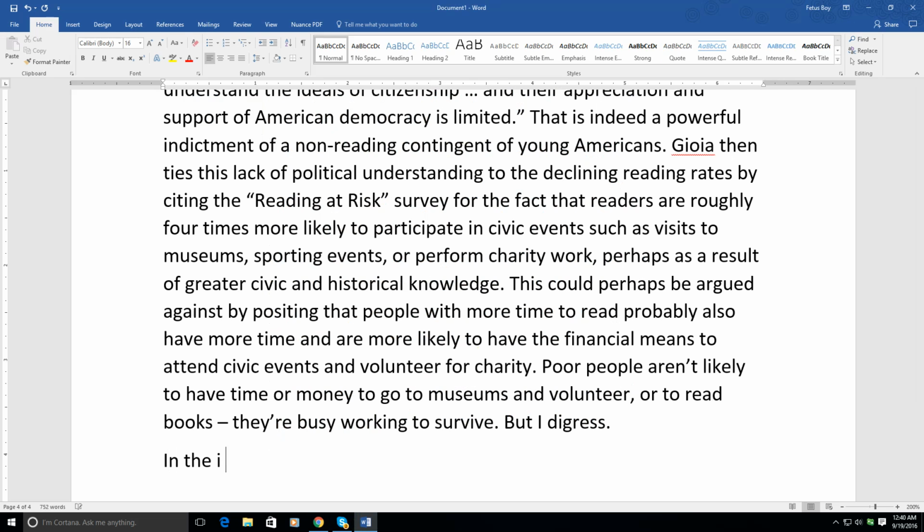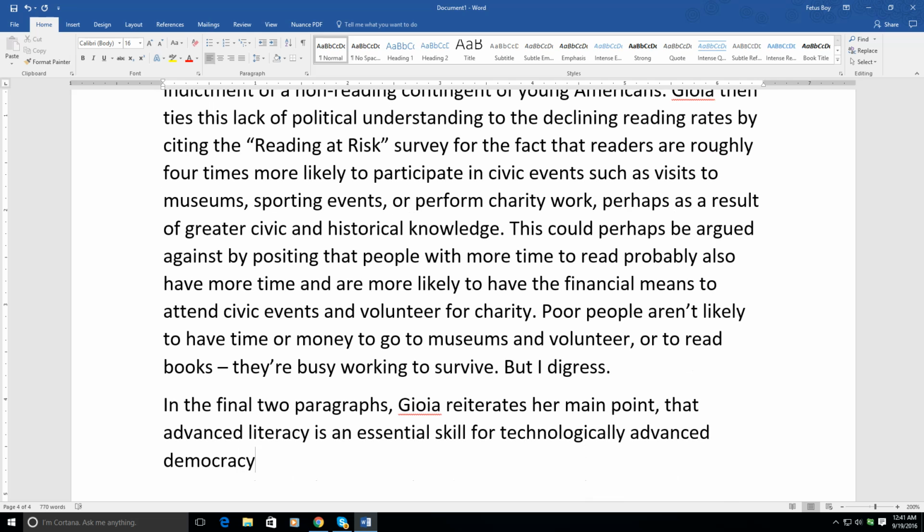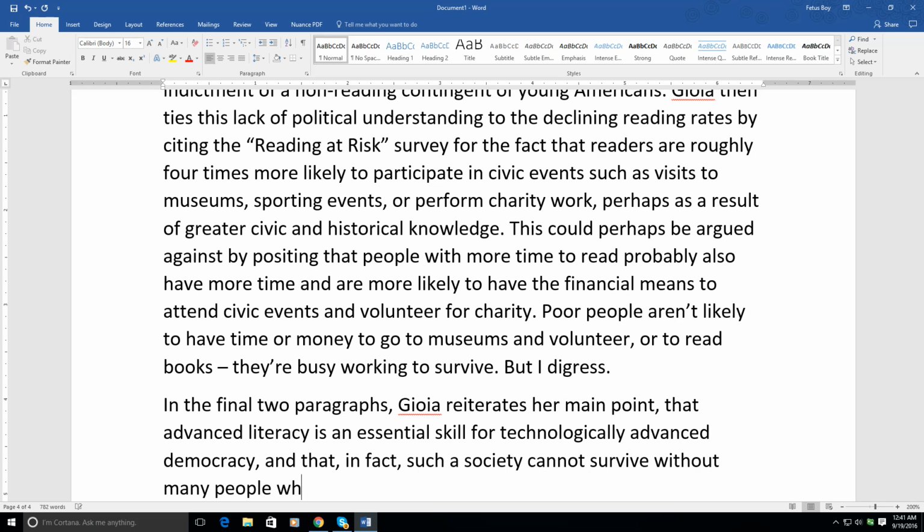In the final two paragraphs, advanced literacy is necessary for a technologically advanced democracy, in that such a society cannot survive without many people who have advanced literacy skills, which are developed by reading literature.